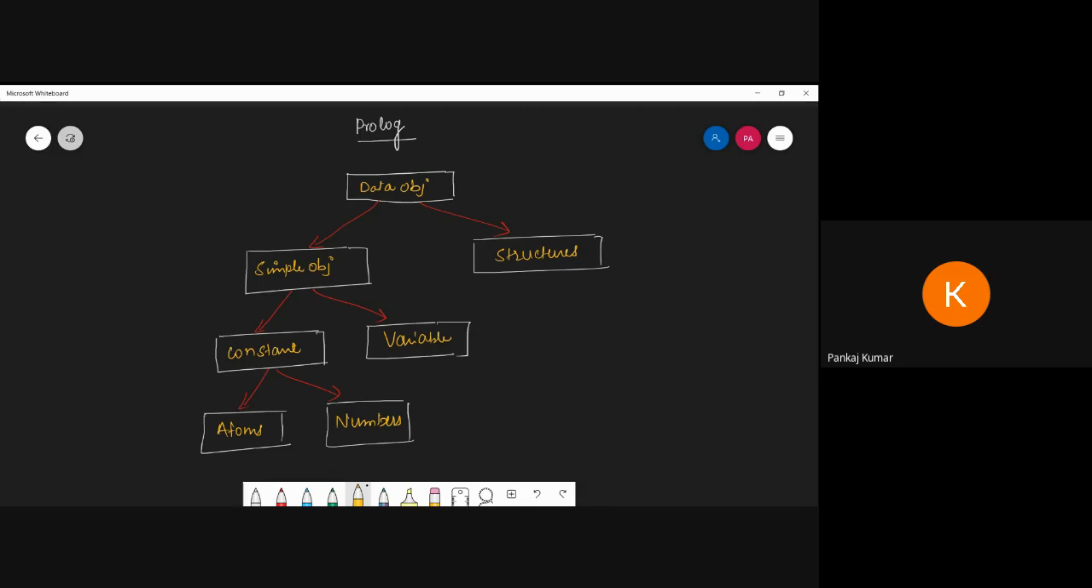So we can divide, suppose I'm talking about, one by one how to write the atom. So atom, then we discuss the number, then we discuss the variable, and then we discuss structure. Okay, so these things.